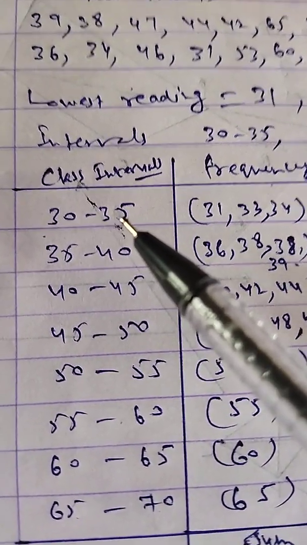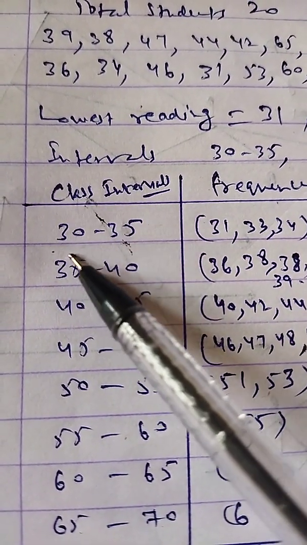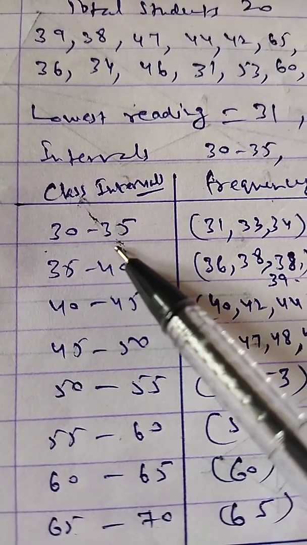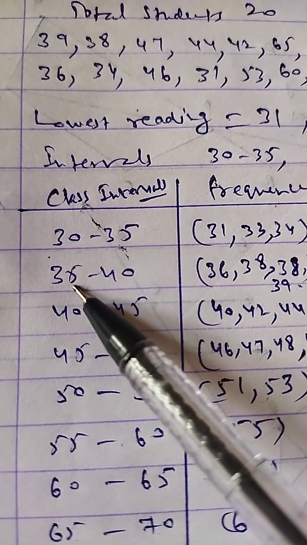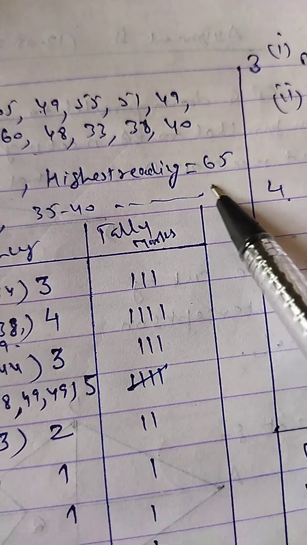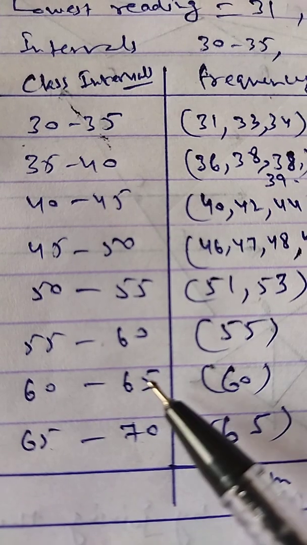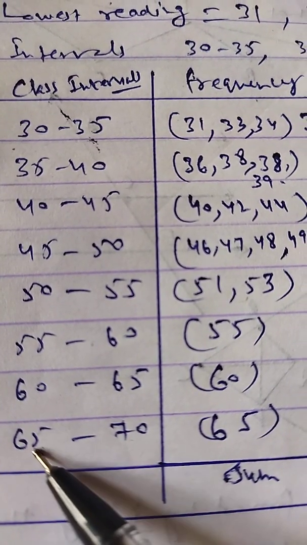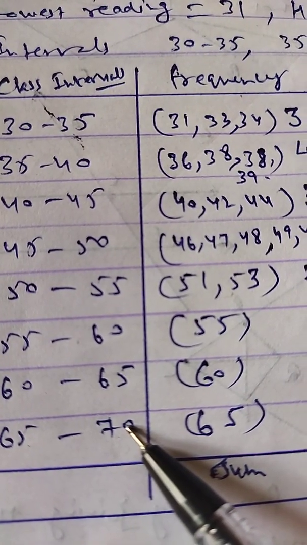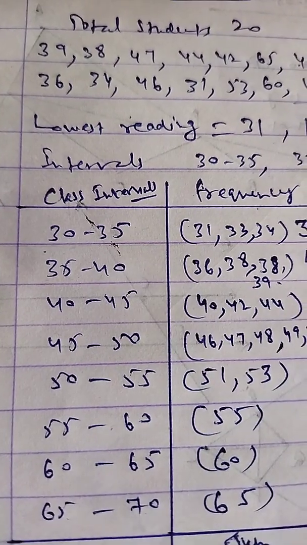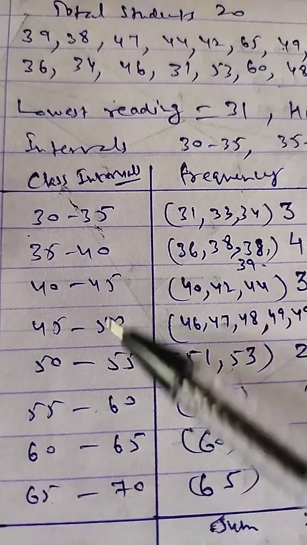So what does it mean? Exclusive, why exclusive? Because 35 will be excluded from this range. 35 will not be a part of this. It will be excluded and counted in the next one. That's why I said 65 is my last reading. So 65 will not be a part of 60 to 65. So I have to take the next one, 65 to 70. 65 will be a part of 65 to 70. So now these are the class intervals. You have written them, and I explained why we started with 30 and why we are going to finish with 70.